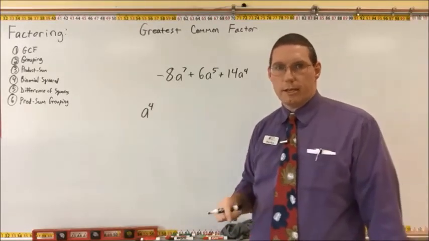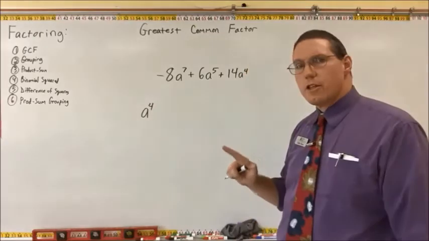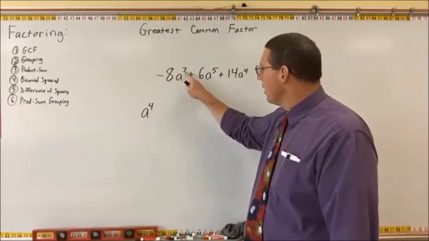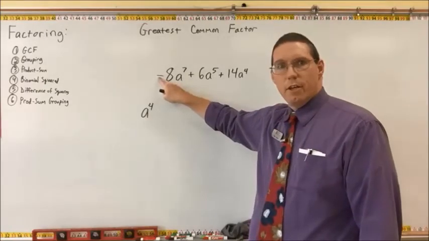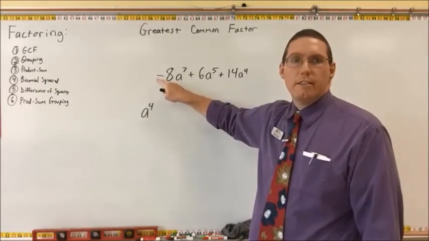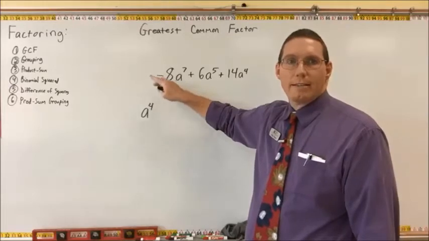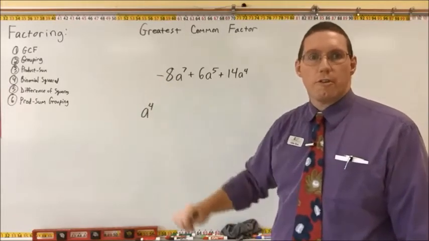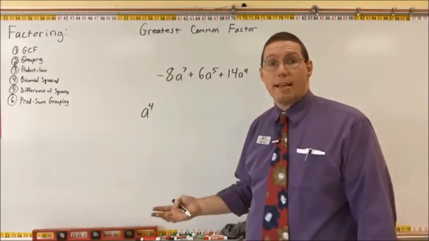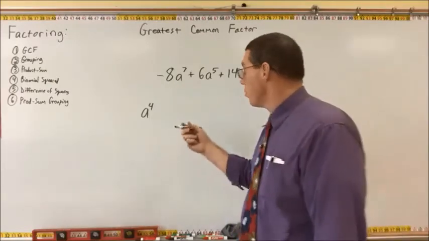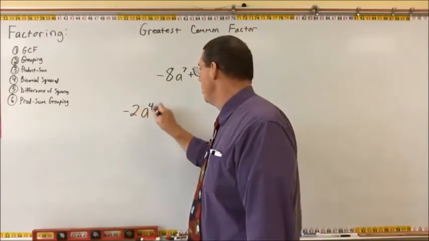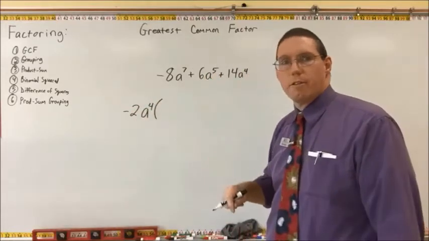However, wait just a second. When an expression on its highest power in the front has a negative, you should include that negative in the greatest common factor. You should also divide out the negative. So instead of taking out a 2, we're going to take out a negative 2. So we've got negative 2a to the 4th power.